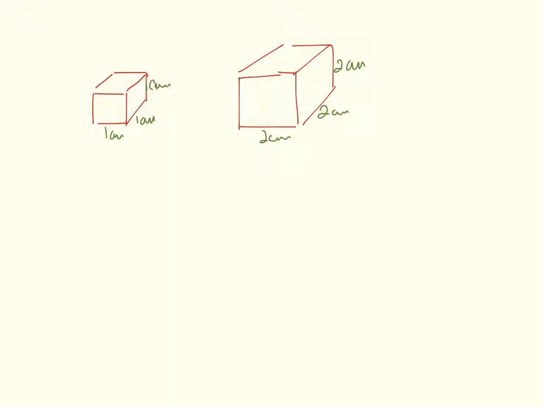Well, let's find the volume. The volume of my little cube will be 1 times 1 times 1, which will be 1 centimeter cube. The volume of my bigger cube now would be 2 times 2 times 2. Just a gentle reminder that volume will be area of the base multiplied by the uniform height. So the base is 1 times 1, which is 1, and you multiply it by the uniform height, which is also 1.